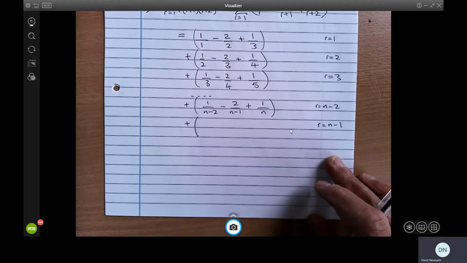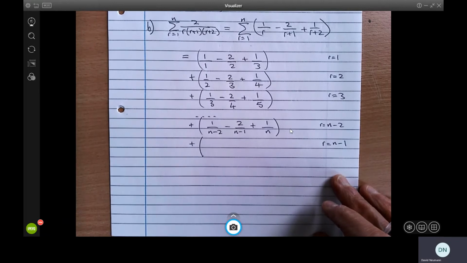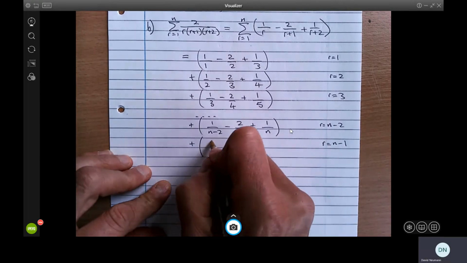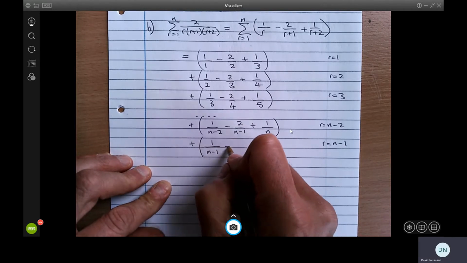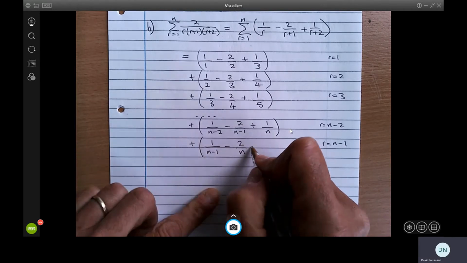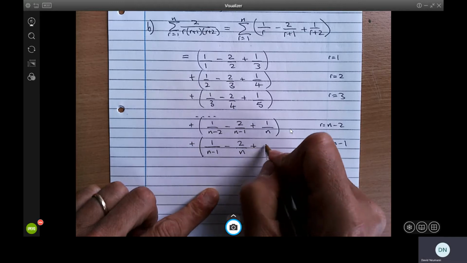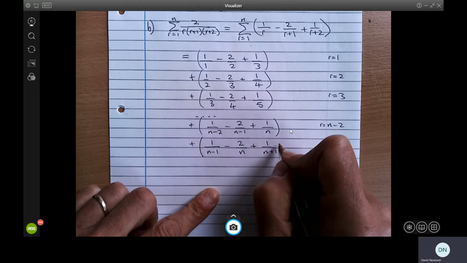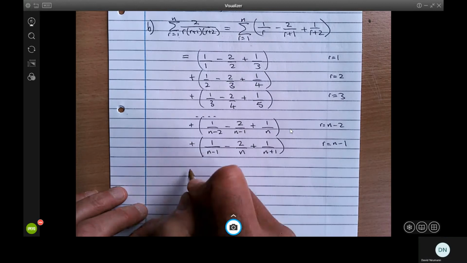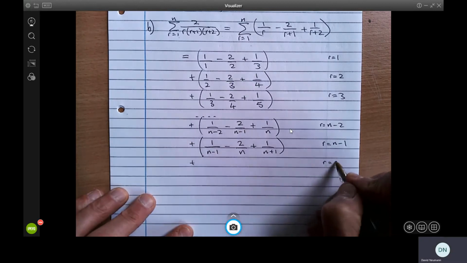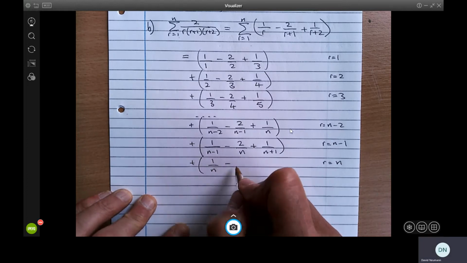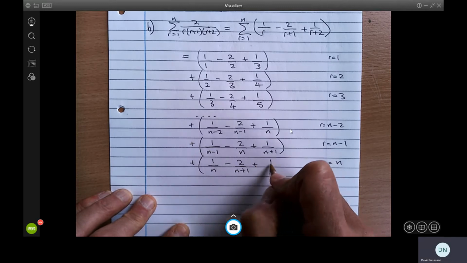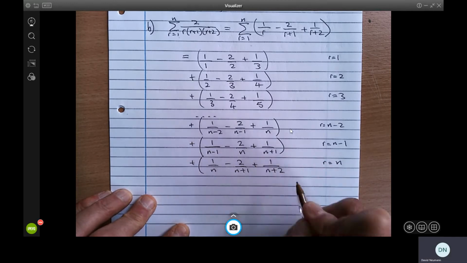Give myself a little bit more space here. Actually, let's leave that on there. 1 over n minus 1, minus 2 over n, plus 1 over n plus 1, plus, and now we've got r equals n, 1 over n, minus 2 over n plus 1, plus 1 over n plus 2.